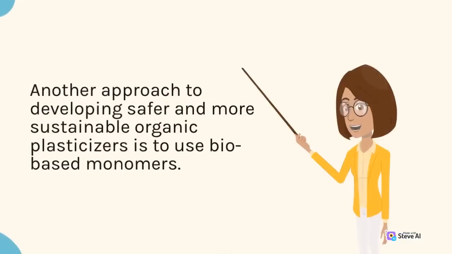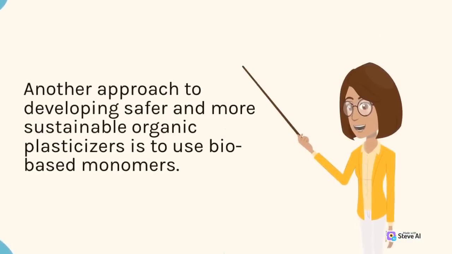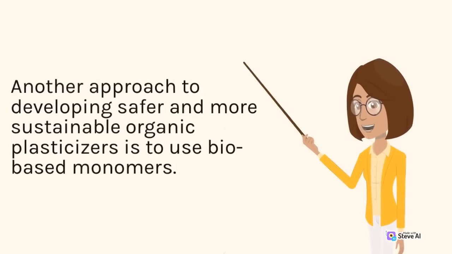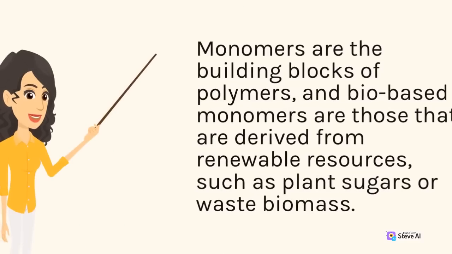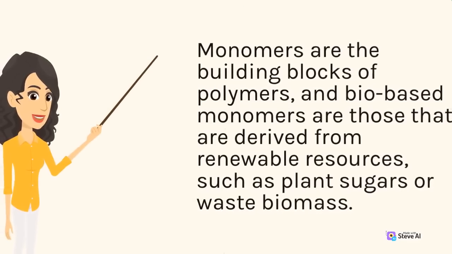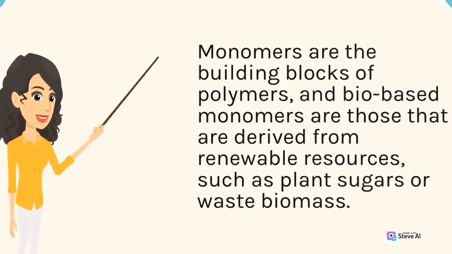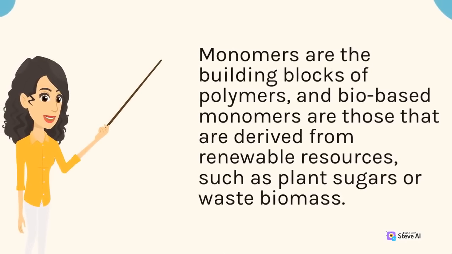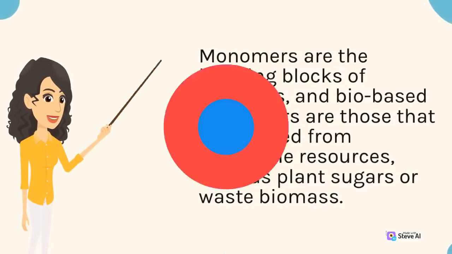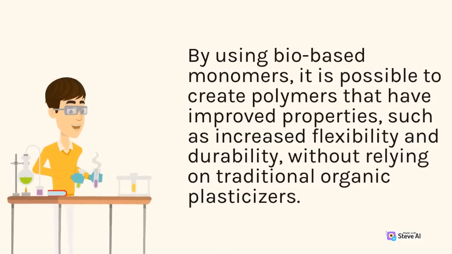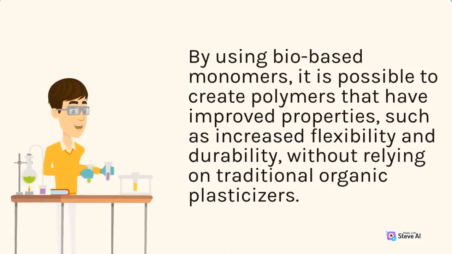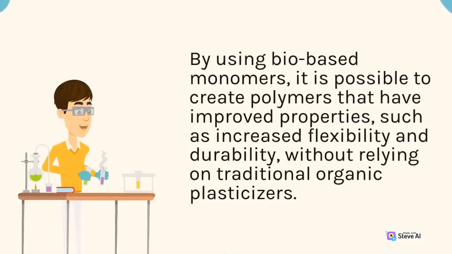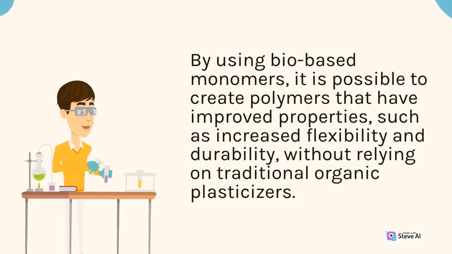Another approach to developing safer and more sustainable organic plasticizers is to use bio-based monomers. Monomers are the building blocks of polymers, and bio-based monomers are those that are derived from renewable resources, such as plant sugars or waste biomass. By using bio-based monomers, it is possible to create polymers that have improved properties, such as increased flexibility and durability, without relying on traditional organic plasticizers.